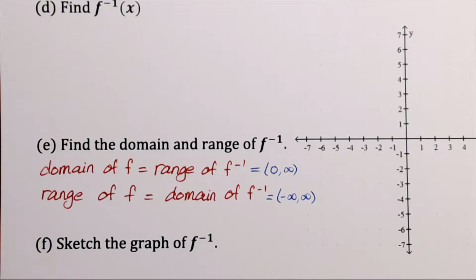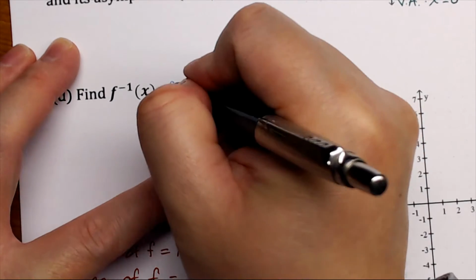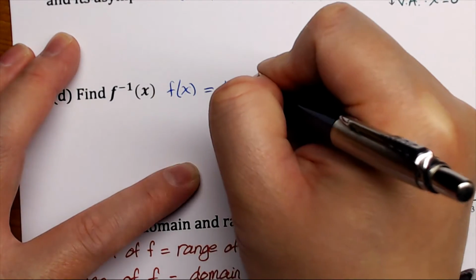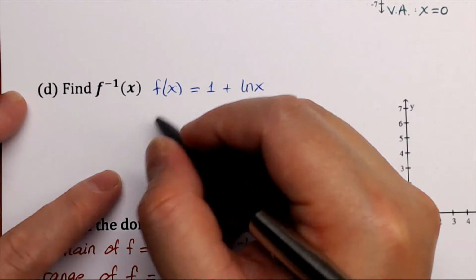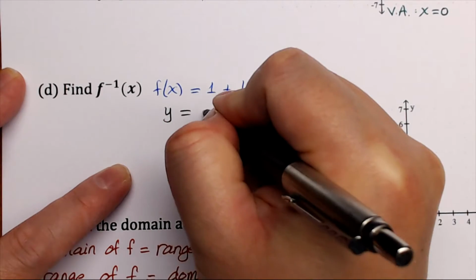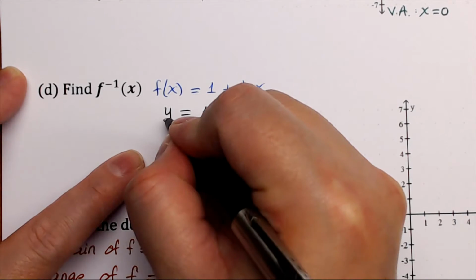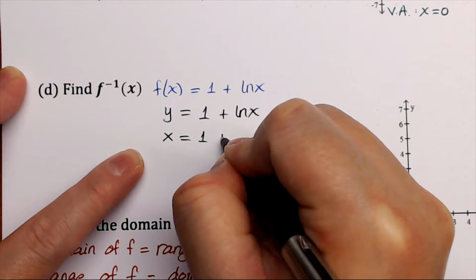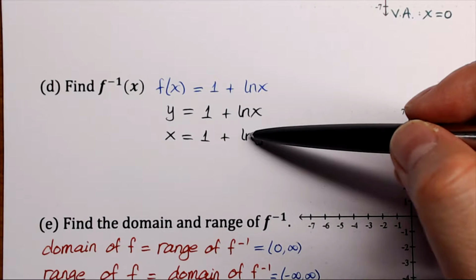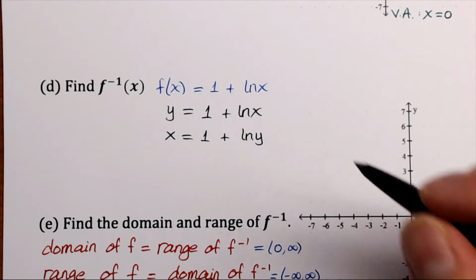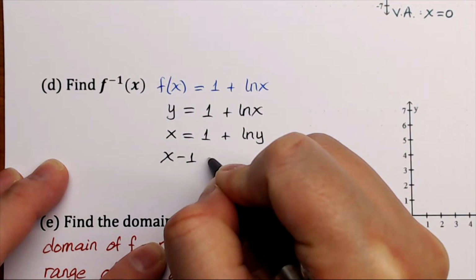Now we find the inverse. When we find the inverse, there will be 4 steps to the problem. So let me write the function first. The first thing we do is replace the function by y, and then interchange x and y. So y becomes x and x becomes y. And after that, we just need to solve for y. To solve for y, we subtract 1 on both sides. So we have x minus 1 equal to ln of y.